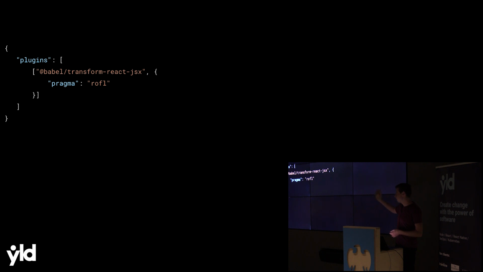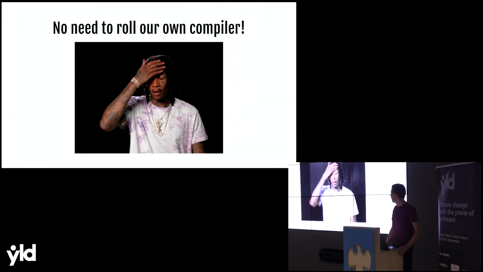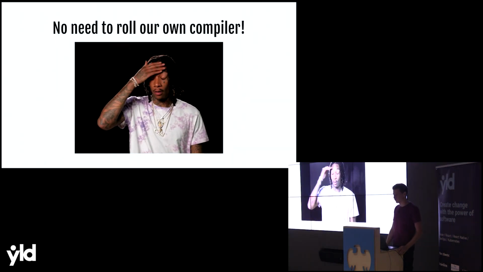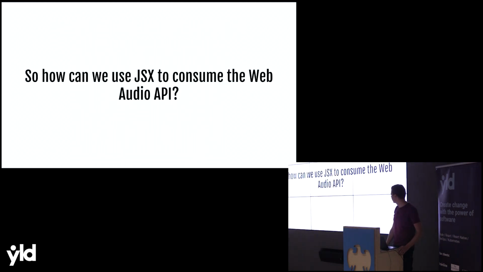So in a real world example that I'll show you, this will be more meaningful, but you can specify anything. So in this case, I just put ruffle. And then if I transpile that same example, you just have calls to this function ruffle, which doesn't resolve to anything, I should clarify, but it just shows you can substitute React.CreateElement with any other Pragma that you want. And that saves you having to write your own compiler and manipulate ASTs and get into all that gnarly stuff, which is quite nice. So how can we use JSX to consume the Web Audio API?